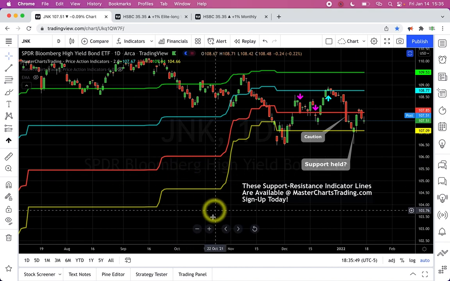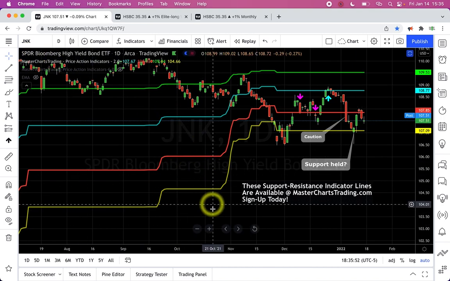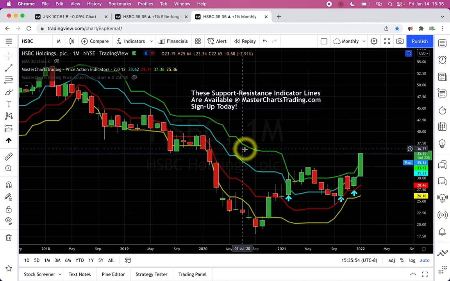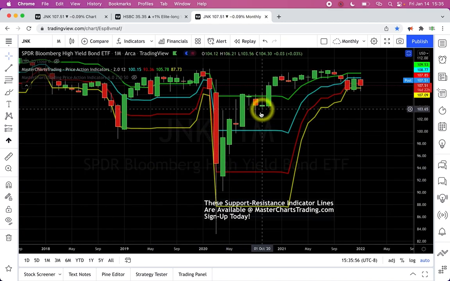Okay, moving on to intermarket analysis. Here is junk debt. So junk debt, why do I give a hoot about junk debt? Here's junk debt on monthly charts.